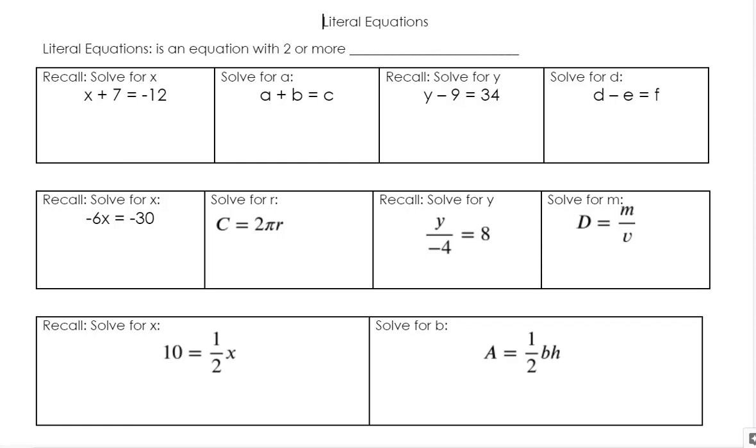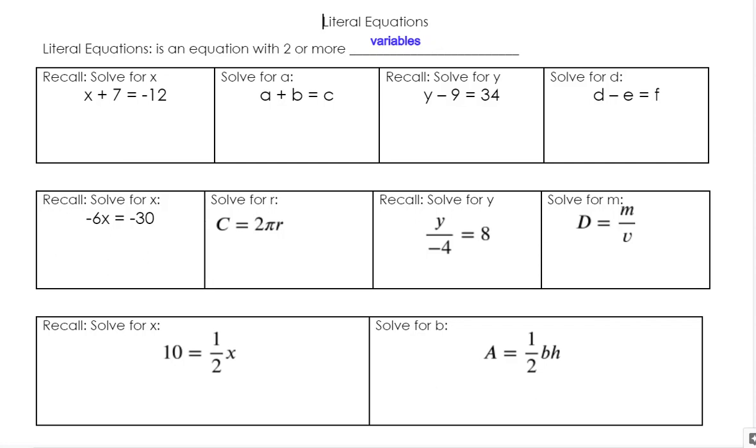Okay, so literal equations are a little different. Literal equations are equations that have more than one variable. So it's an equation with two or more variables. What it's used for a lot is formulas. You'll see it in science a whole bunch. You've already done one in science that you probably didn't even realize, but as you go through science, you'll see it a whole bunch more. And when you're finding surface area or volume, and they give you the surface area and you have to figure out what the height is, this is where it's useful.